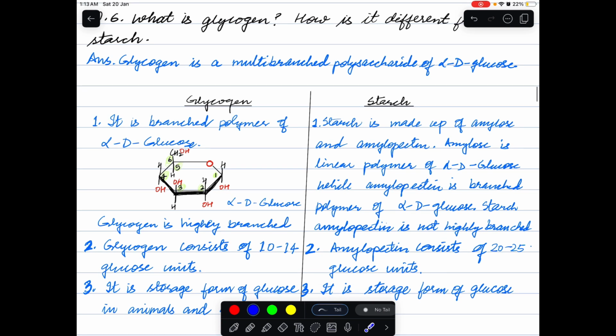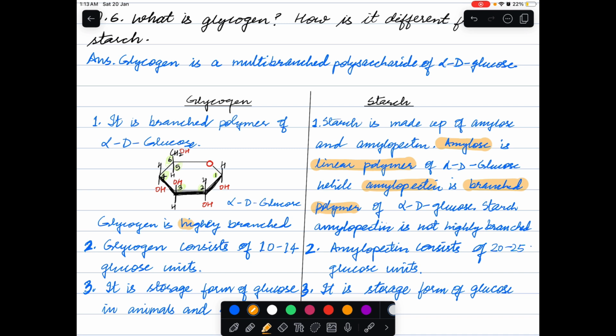So if we look in detail, glycogen is the branched polymer of alpha D glucose, and this is alpha D glucose. And starch is not a single compound. It is made up of two compounds, amylose and amylopectin. Amylose is a linear polymer of alpha D glucose, while amylopectin is a branched polymer of alpha D glucose. But in both the cases, your monomer is alpha D glucose, as we have in case of glycogen. But how are they different?